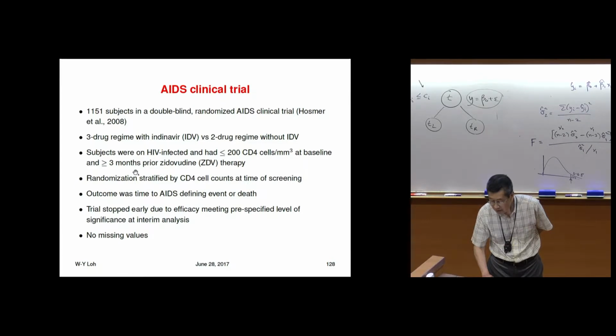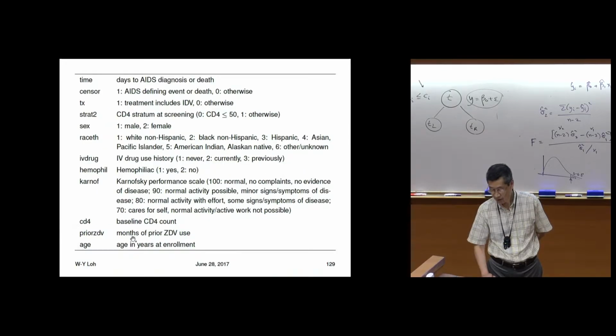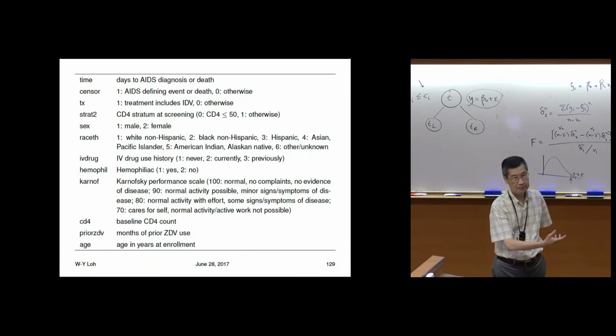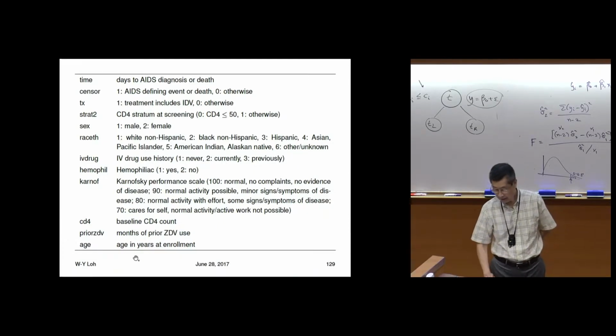Oh, they all have at least 3 months of prior therapy. So now, how many months of prior therapy, right? So they were on, how many months were they given another drug? Okay, and that may affect the performance of this drug, right? And the age of the subject at enrollment.